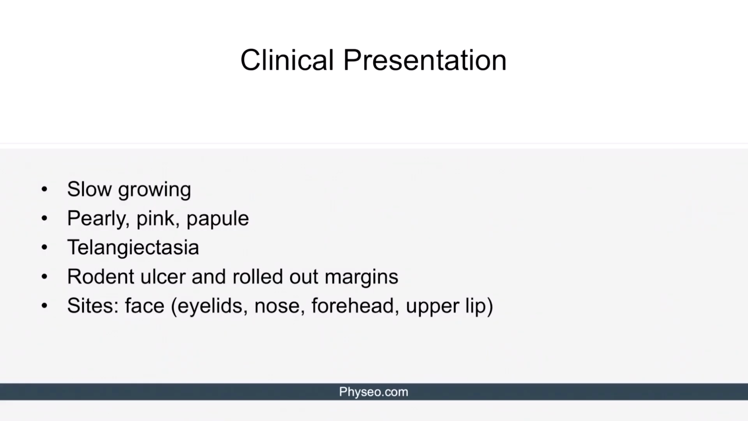Let's move on to the clinical presentation. Patients usually complain of a slow-growing skin lesion, which looks like pearly or pink papules, and these lesions may also contain telangiectatic vessels on the surface. Now, the nodular type may ulcerate, forming a typical rodent ulcer, characterized by a central ulcer and rolled-out margins. Commonly involved sites include sun-exposed areas, such as eyelids, nose, forehead, and upper lip.